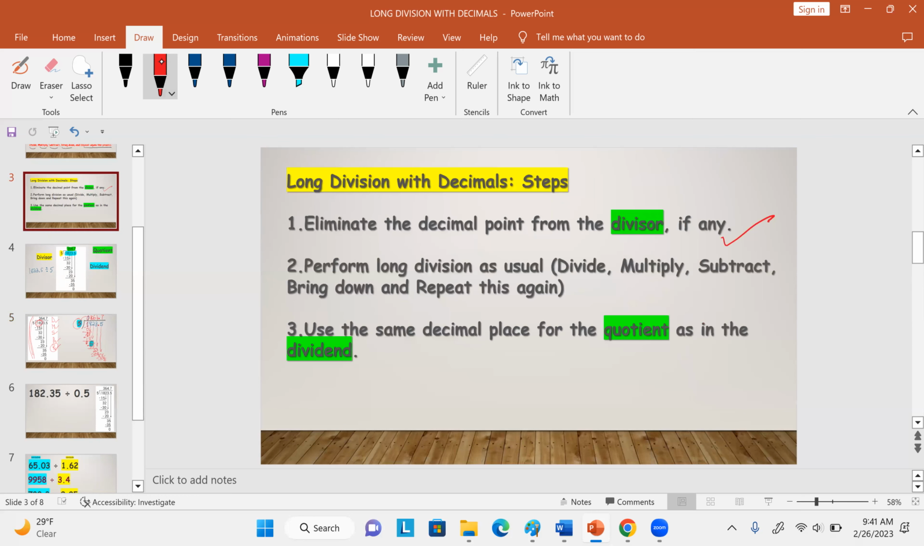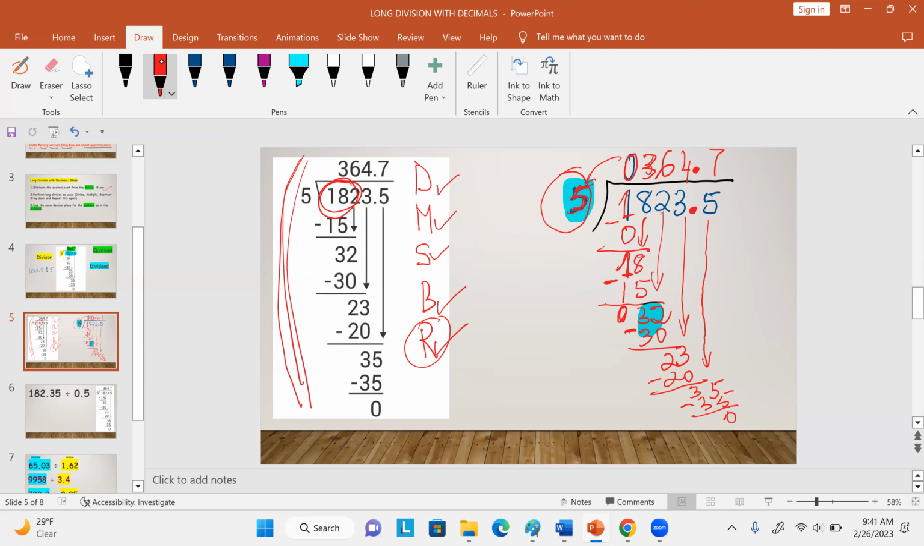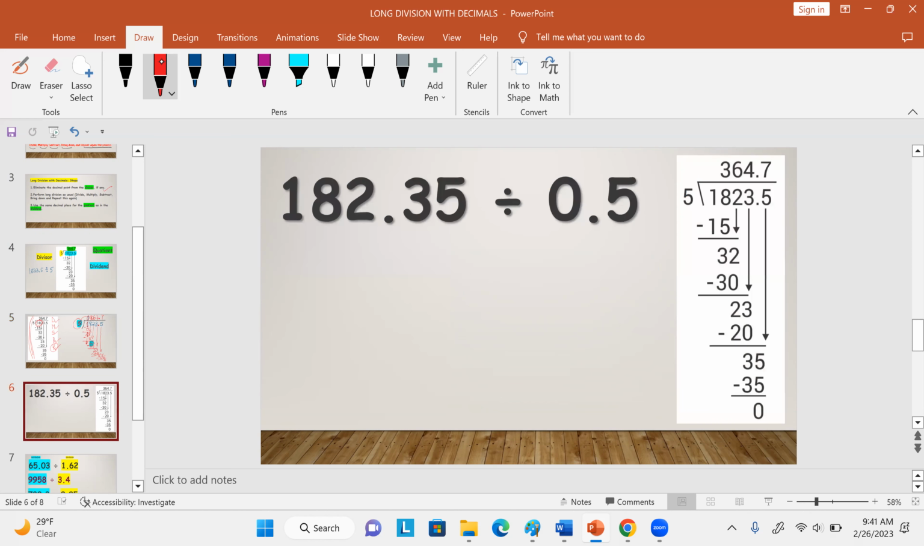Now, the second step said perform the long division, which we did. And the third step, use the same decimal place for the quotient, also did here when we placed the decimal in the quotient. Okay, now let's see what's going to happen in case you have a decimal point in the divisor. So here we have 182.35 divided by 0.5. So it's going to be something like this. The 182.35 goes here, divided by 0.5. So the divisor here is 0.5.